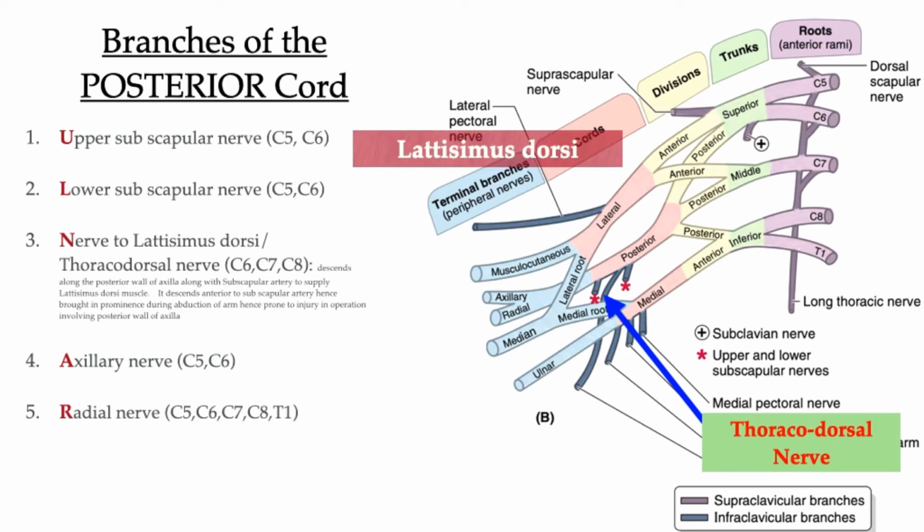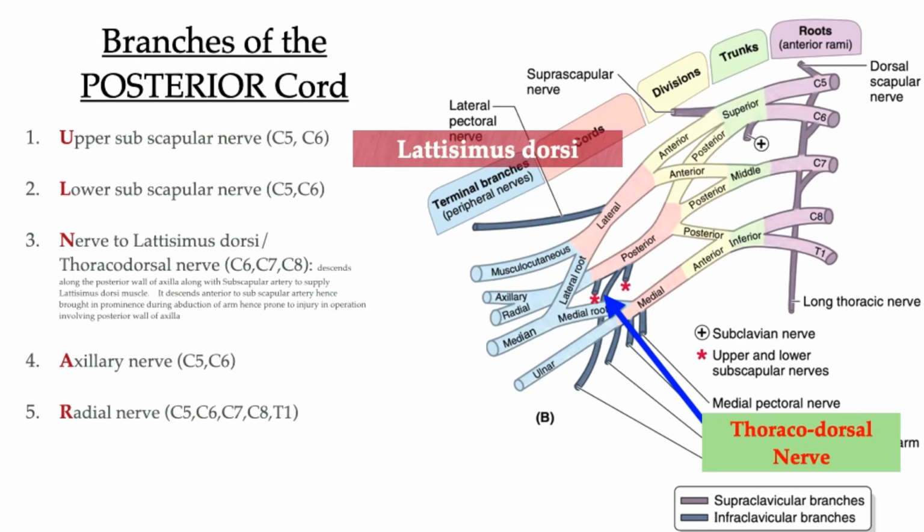It descends along the posterior wall of the axilla along with the subscapular artery to supply this muscle, latissimus dorsi. When it descends over the posterior wall of axilla, it lies in anterior relation to the subscapular artery.